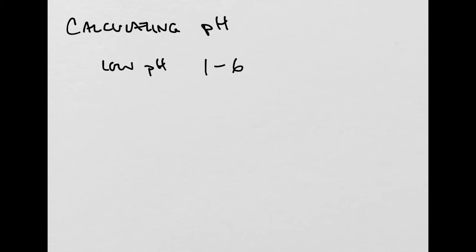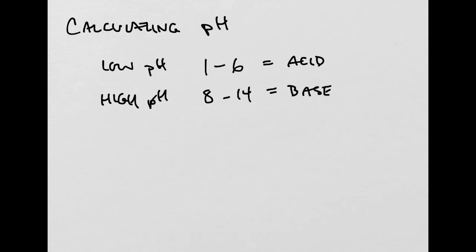I think you can only have a pH of 1 up to 6, and then that would be an acid. And if you have a high pH, that would be from 8 up to 14, and that would be considered a base. And then when you have a pH of 7, that means it's neutral, meaning there are an equal number of hydroxide and hydronium ions in the solution that you're testing.